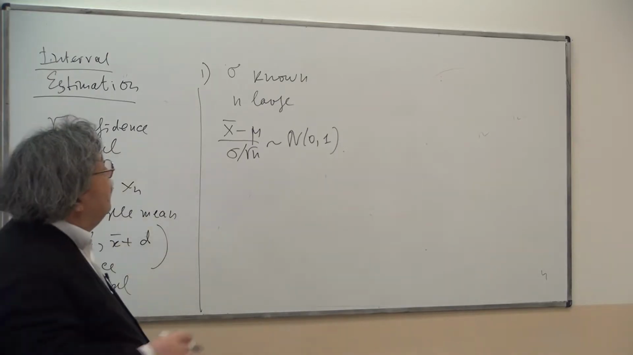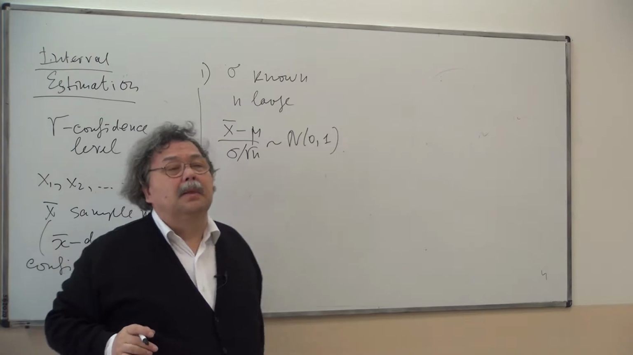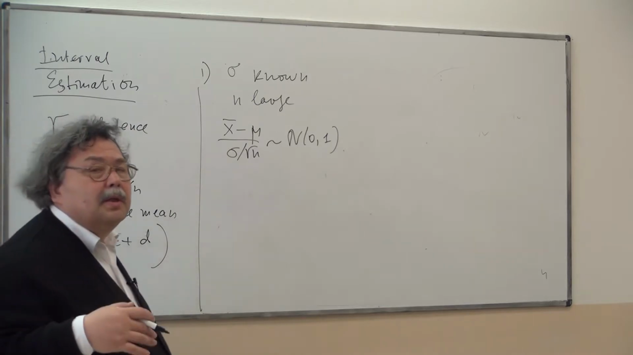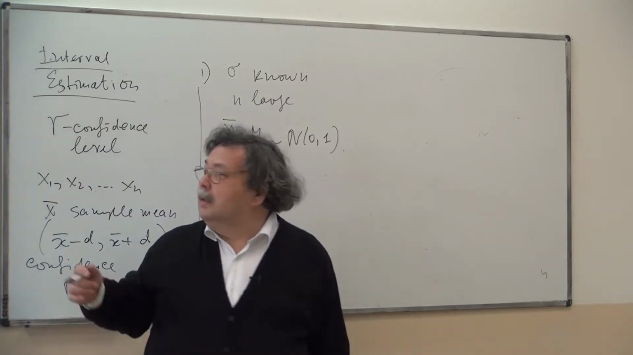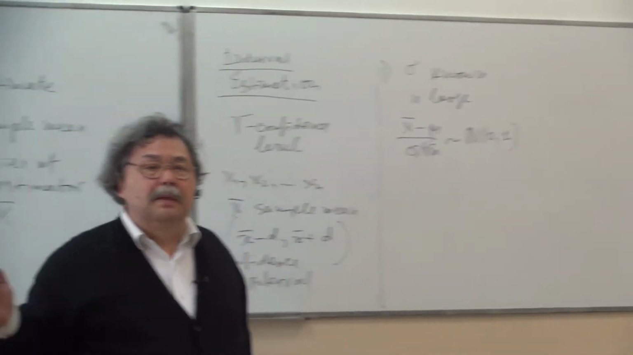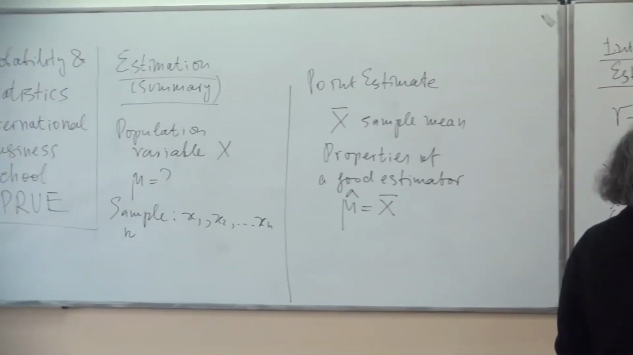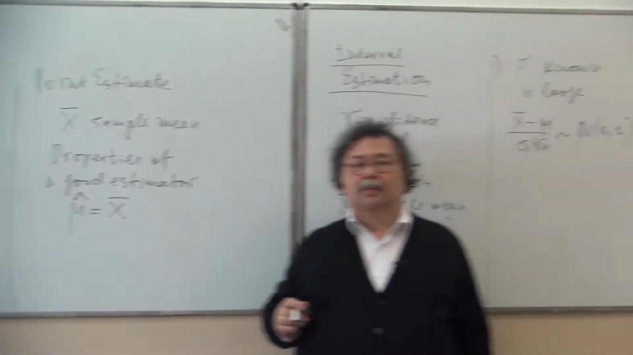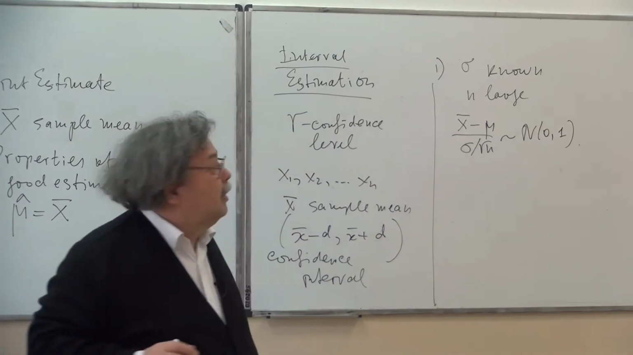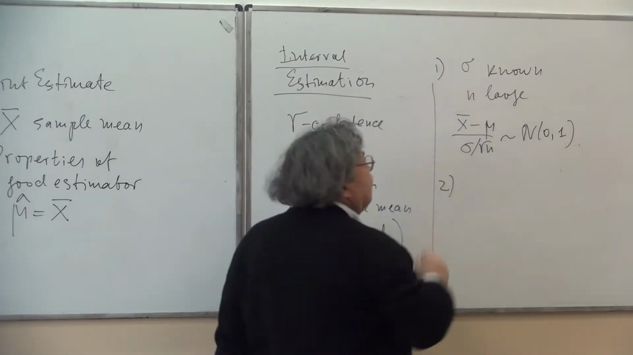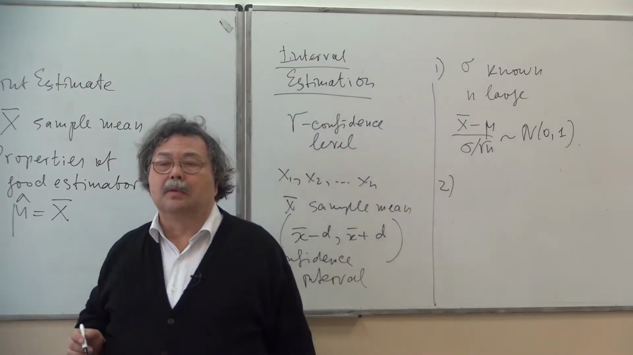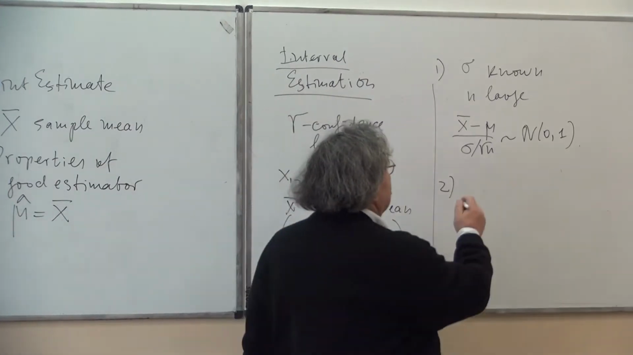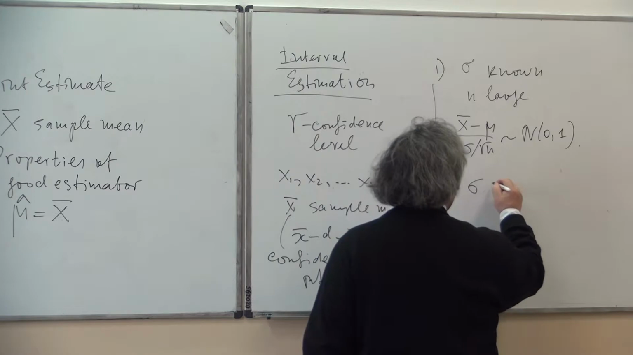Okay, now what is really remarkable about this? This approximation works regardless of the nature of x. The underlying population variable can be of any nature, any law, and still, when n is large, this combination x bar minus mu over sigma divided by root n approaches the standard normal. Okay, but sigma known is rather an exception than a rule. Typically, we don't know sigma. If we don't know sigma, we can sigma unknown.